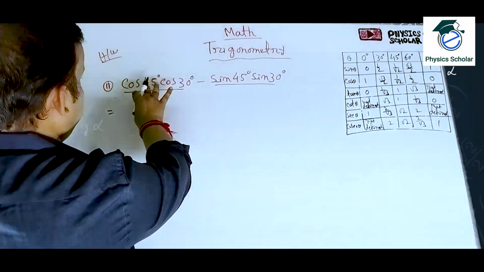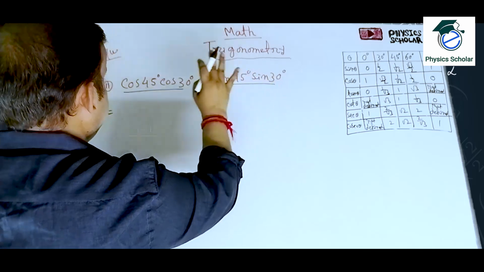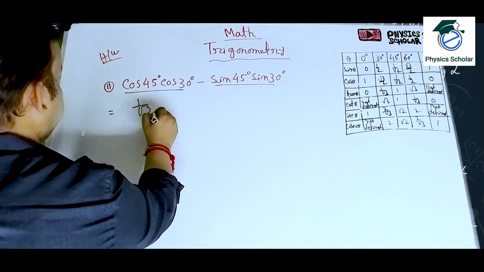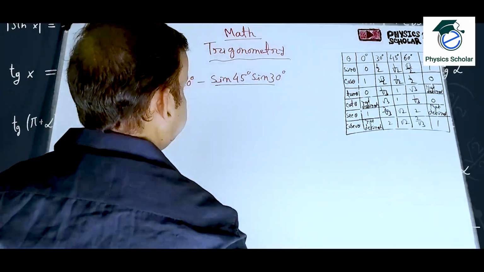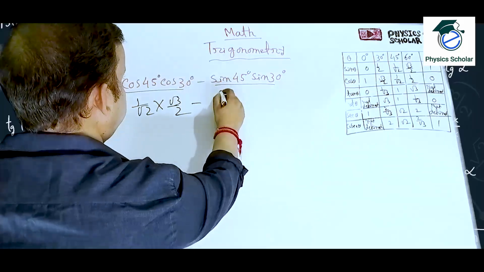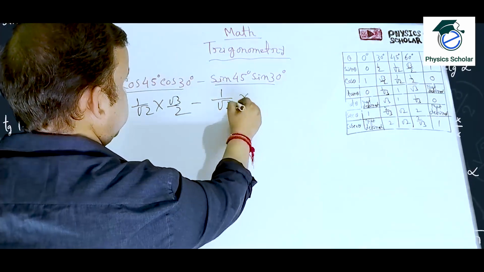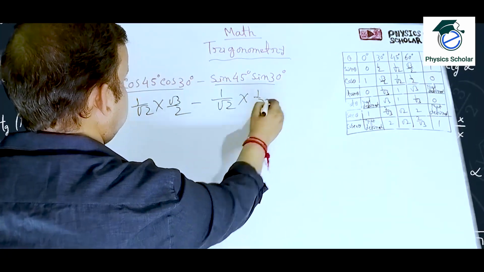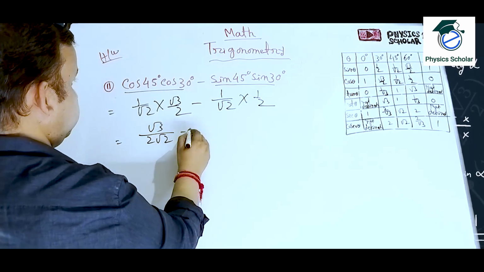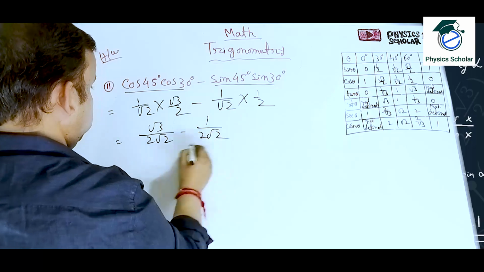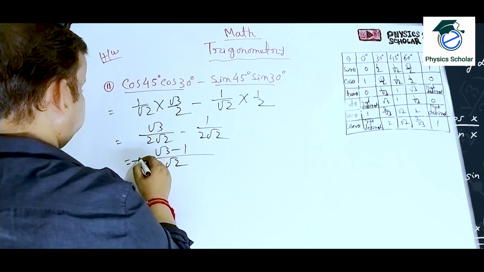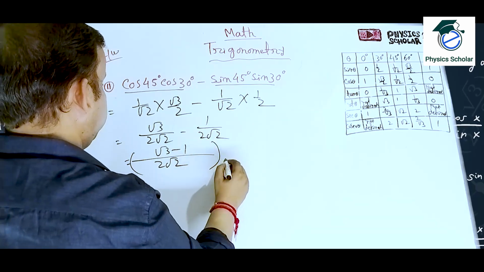The next sum is cos 45 cos 30 minus sin 45 sin 30. What is the value of cos 45? It is 1 by root 2, into cos 30, which is root 3 by 2, minus sin 45, which is 1 by root 2, into sin 30, which is half. Now it's a very simple calculation. Root 3 by 2 root 2 minus 1 by 2 root 2. 2 root 2 will be the LCM, so root 3 minus 1 by 2 root 2.